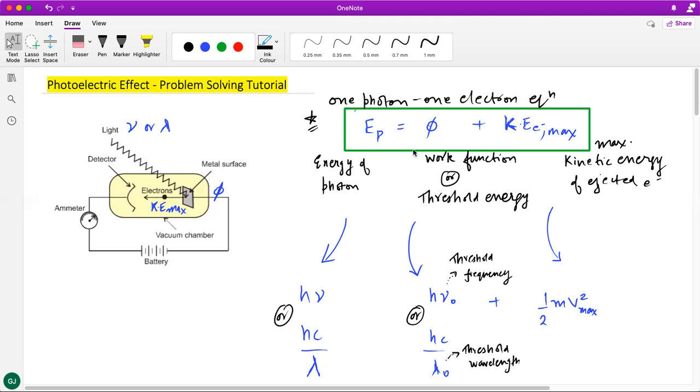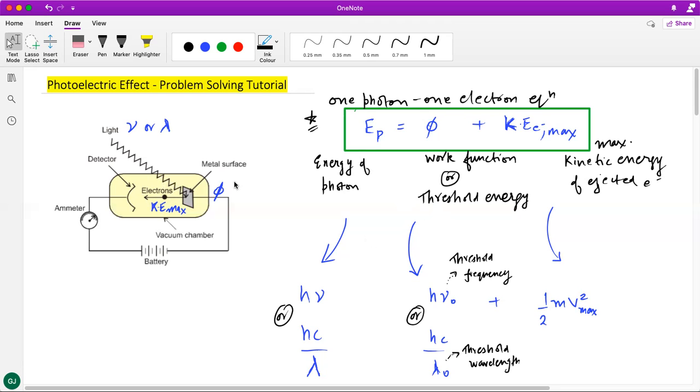So one part goes in overcoming the attraction between electron and nucleus. Like one part of that energy of the photon is used in ejecting the electron, and then the remaining part of the energy of the photon is imparted to the ejected electron itself as its kinetic energy. So यहाँ पर, as you remember, photon strikes on the metal surface and the electron is ejected.